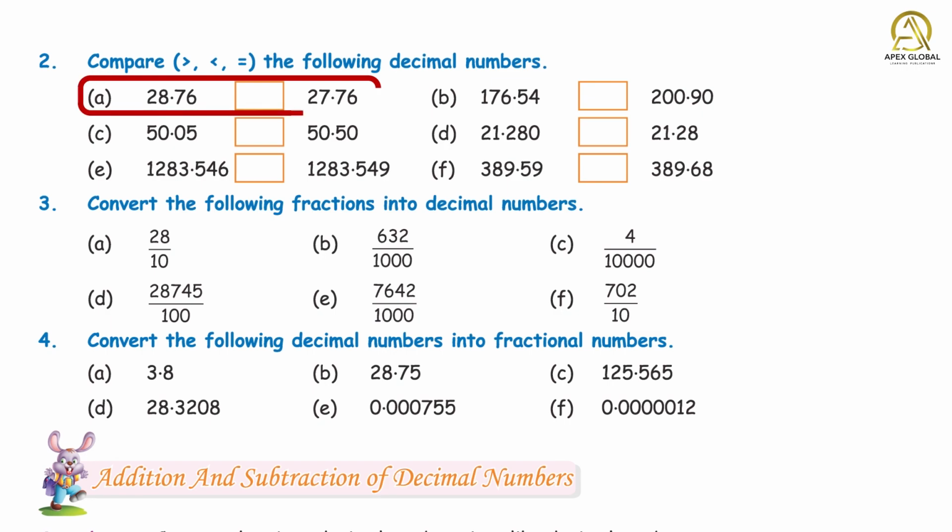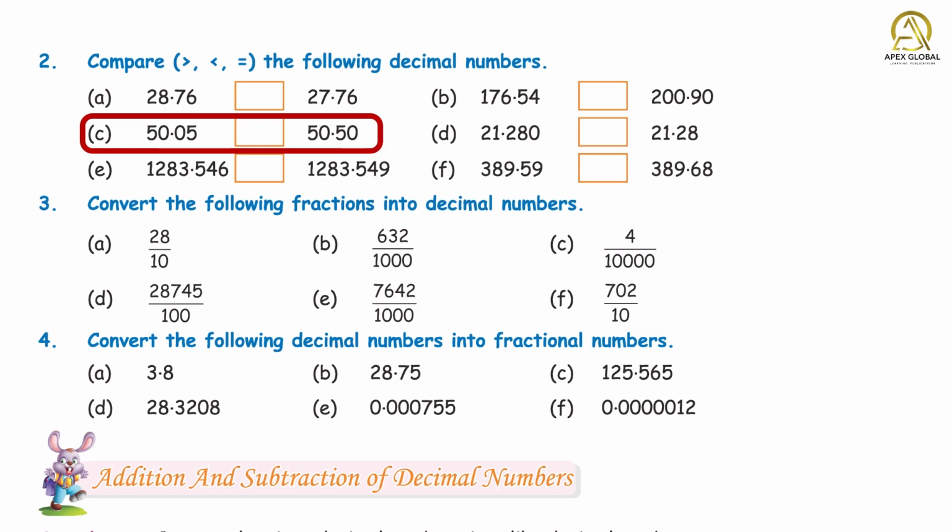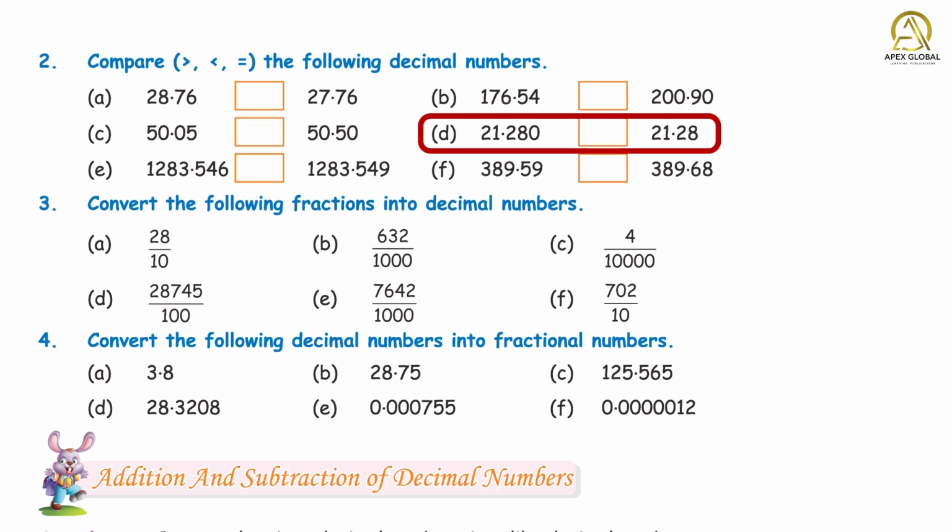A. 28.76, 27.76. B. 176.54, 200.90. C. 50.05, 50.50. D. 21.280, 21.28.